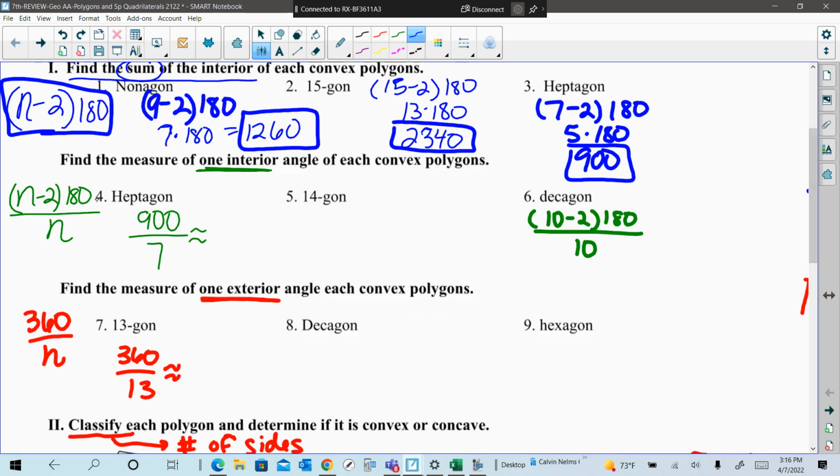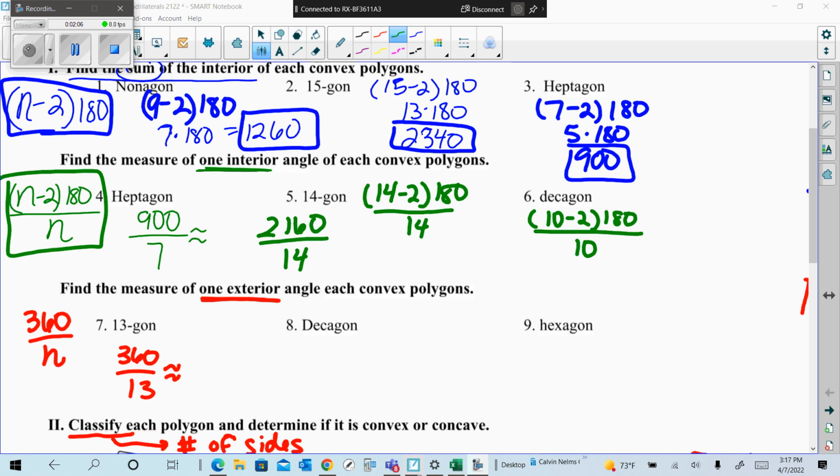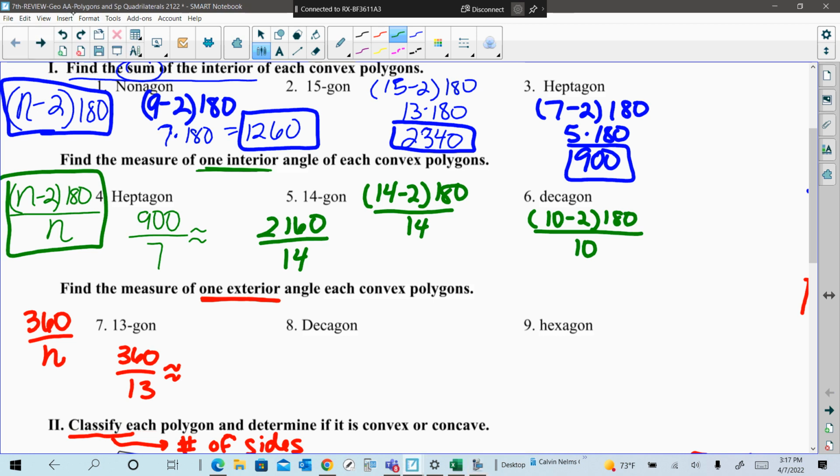For 4 through 6, we're using this formula: n minus 2 times 180, the total sum, but then divide by n. For number 5, you would do 14 minus 2 times 180 divided by 14. You need to do the top first. So 14 minus 2 is 12 times 180, which comes out to be 2160. Now we divide that by 14. Did I do this right? Hold on, let me pause this. Yeah, it was a decimal answer. I thought it wasn't, because it's an even number. So it's approximately 154.3.